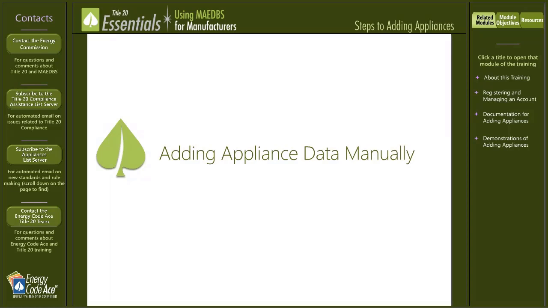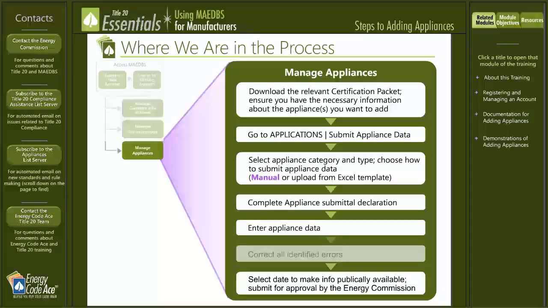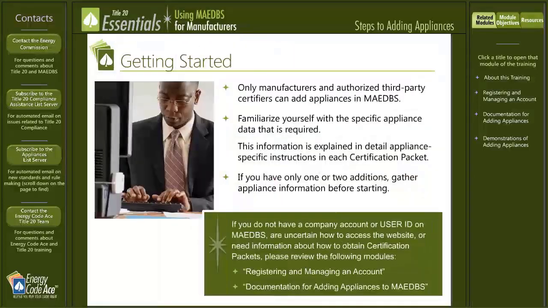Now let's look at how you can enter appliance data manually. We're now in the process of managing appliances. The first thing you need to do is download the certification packet for your appliance type to ensure that you have all the information you'll need to add that appliance. This module contains a demonstration that will walk you through step by step how to add appliance data for a new appliance. Only manufacturers and authorized third-party certifiers can add appliances in the MAE-DBS.